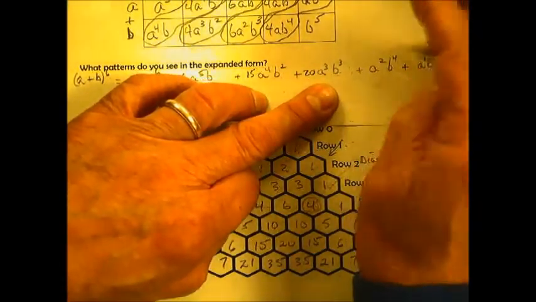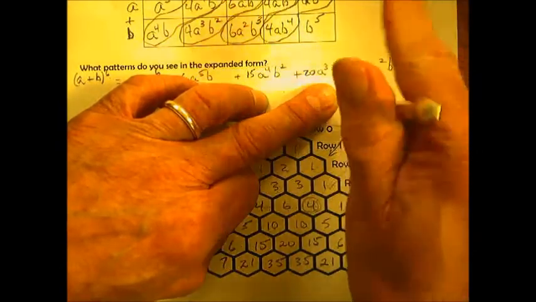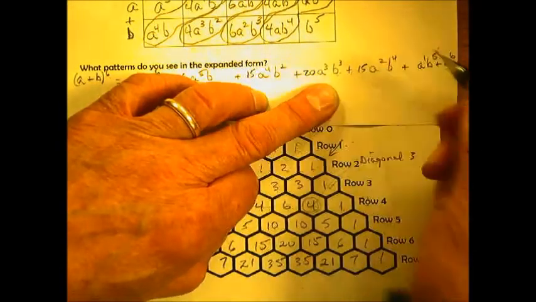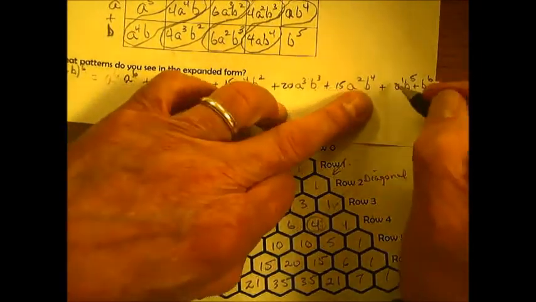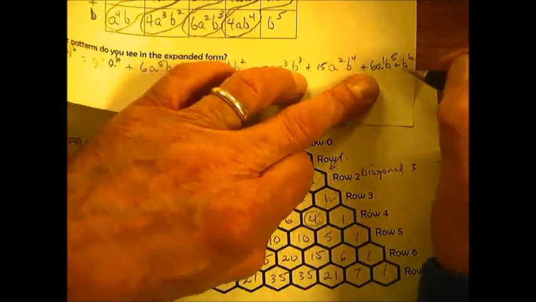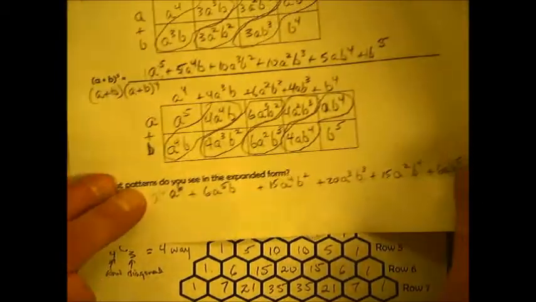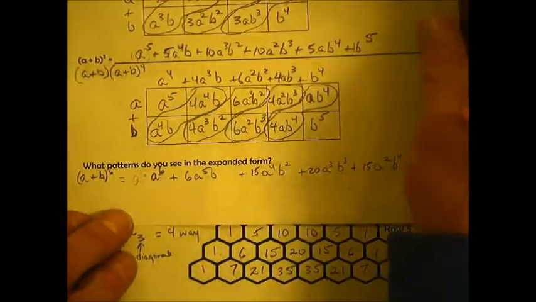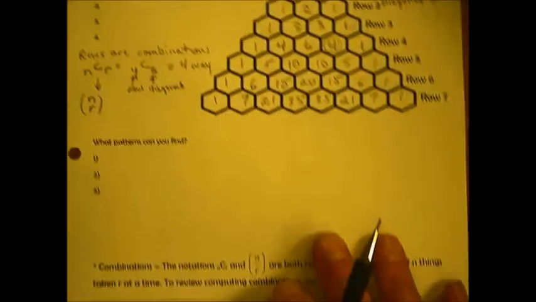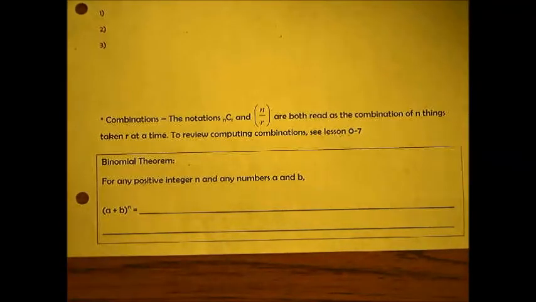I'm going to move this plus over here a little bit so I have more room. Plus 15, and then I have 6. That would go right here for 6ab to the 5th, and finally I have 1b to the 6th. So if you can see how this pattern works, you'll be able to do this without having to do all of this arithmetic. And so what I'd like you to do is go back to the first page, back to Pascal's triangle, and see if we can come up with some sort of a formula here.